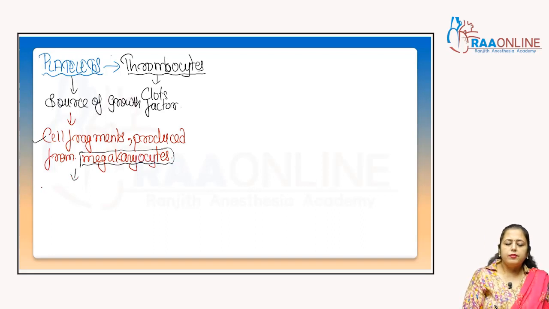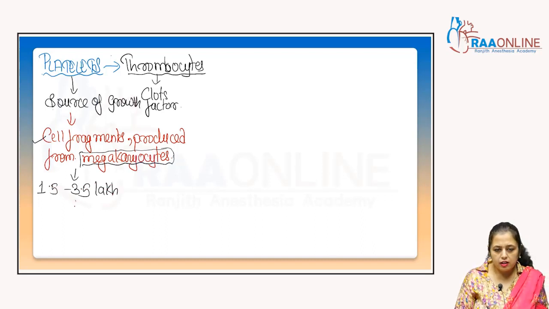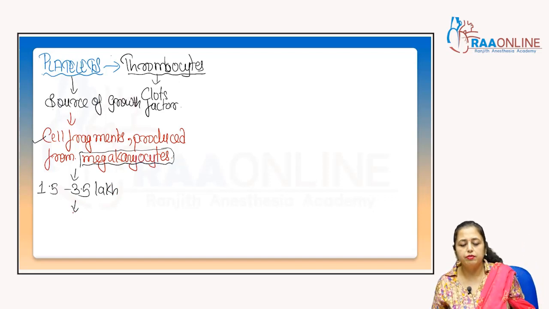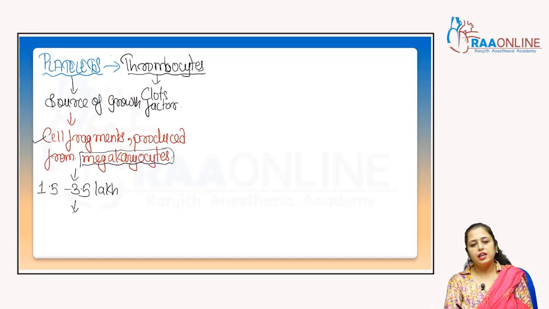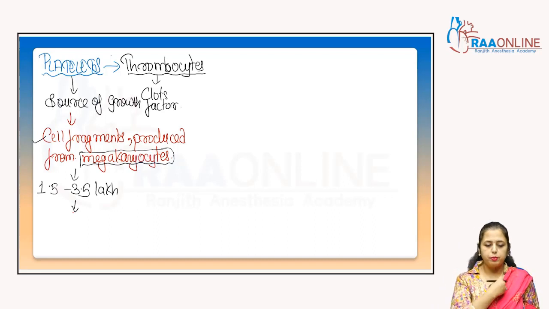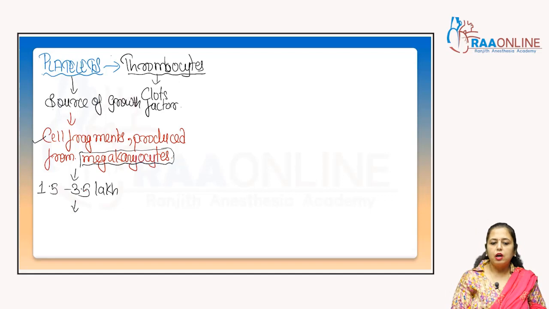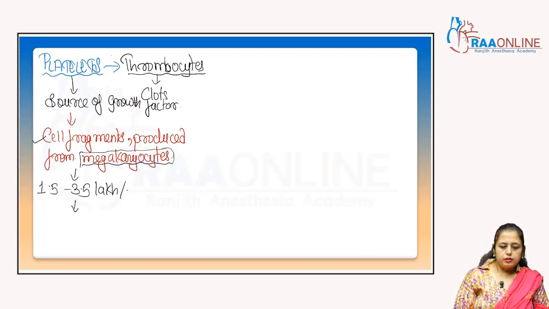Now listen, its normal count in medical data and in NCERT are a little bit different, right? But for NEET purposes we have to follow the NCERT data. That's why the normal count of platelets is 1.5 lakh to 3.5 lakh per cubic mm of blood.